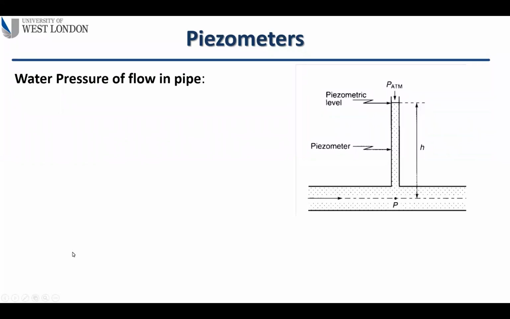If you have a specific depth, we can say the water pressure of flow in the pipe at point P is equal to rho g H, where rho is the density of the water, if the fluid here is water, g is the gravity acceleration, and H is the depth of the column of water in a piezometer, or this standing pipe.